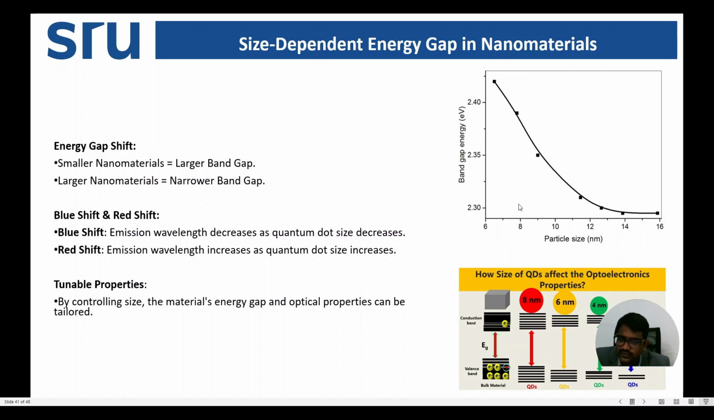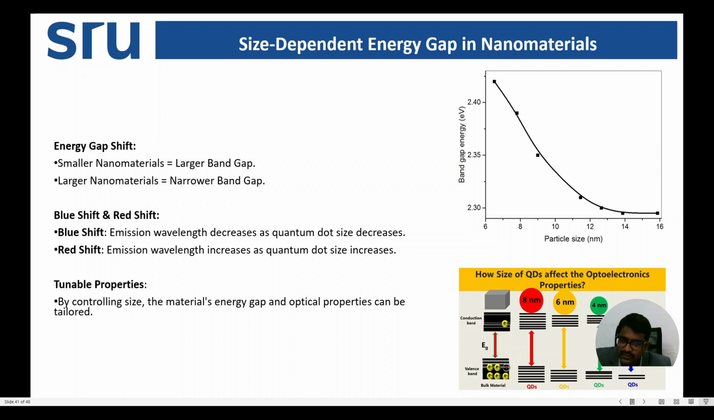In this graph also you can see here, it is 16 nanometers, 14, 12, 10, 8, 6 nanometer. You can see on the y-axis band gap energy, right? So what is happening? From right to left, as the particle size is reducing, the band gap is increasing. This is because of the quantum confinement effect.